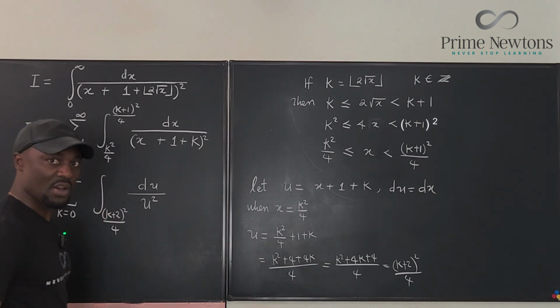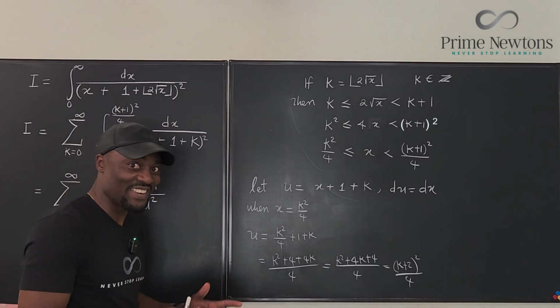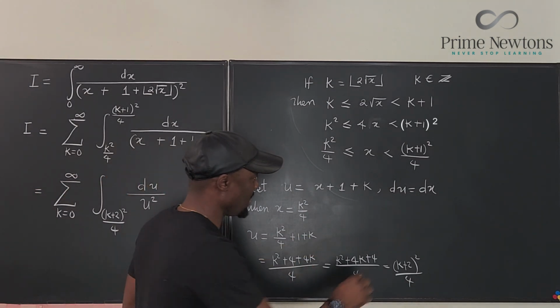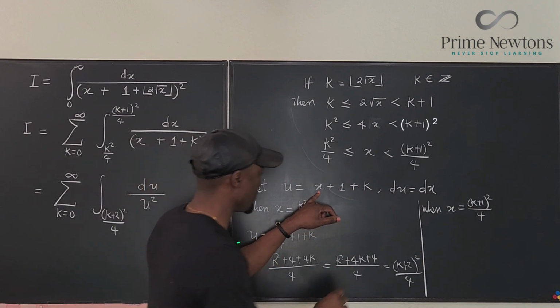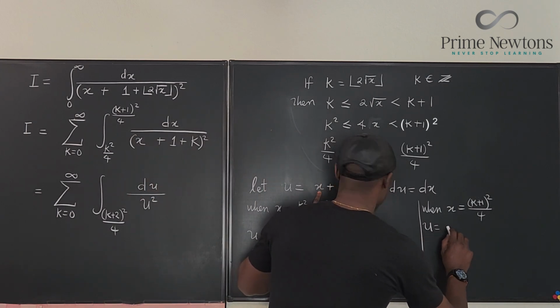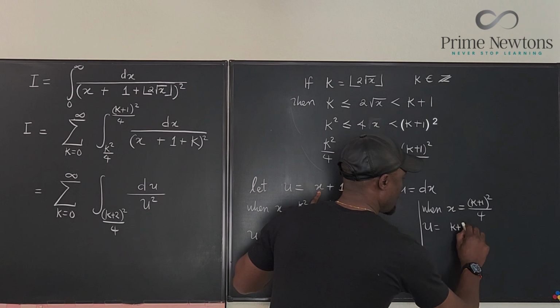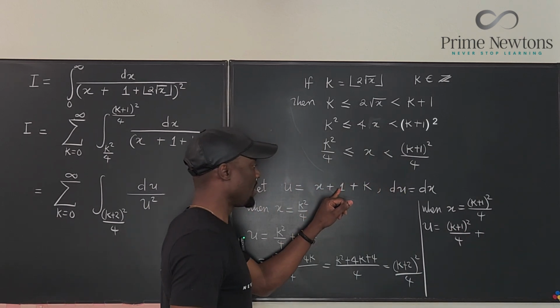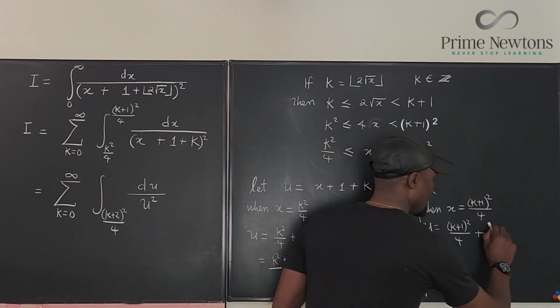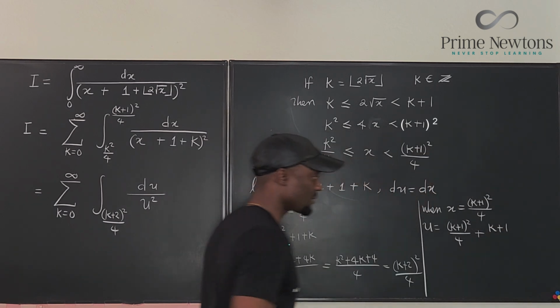Now we need to go find the upper limit. It's getting clearer and clearer, okay? So let's find the upper limit here. We're going to plug it in here. We have u will be equal to k plus 1 squared over 4 plus 1 plus k. Let me write it plus k plus 1.